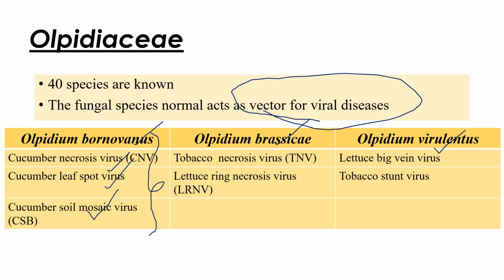When it comes to Olpidium brassicae, a very important one, tobacco necrosis virus and lettuce ring necrosis virus are known to be transmitted by it. Coming to Olpidium virulentus, lettuce big-vein virus and tobacco stunt virus are two examples known to be transmitted by it. Generally, Olpidium is a very important fungal genus that acts as a vector in transmitting plant viral diseases.